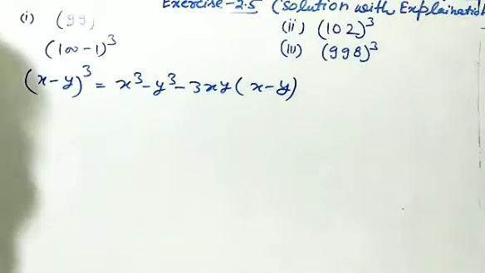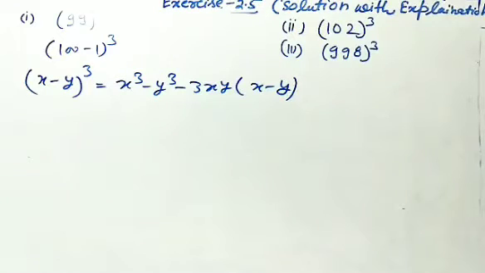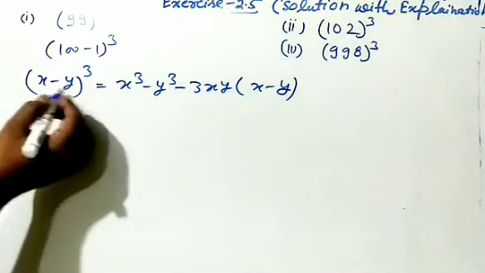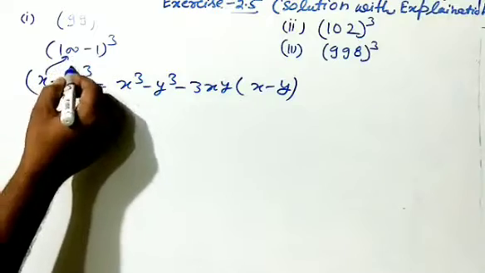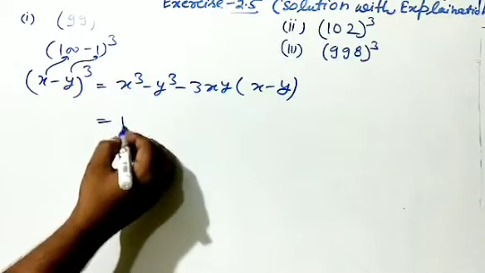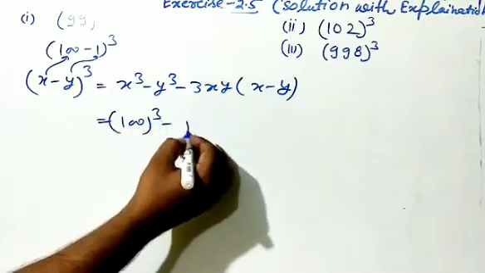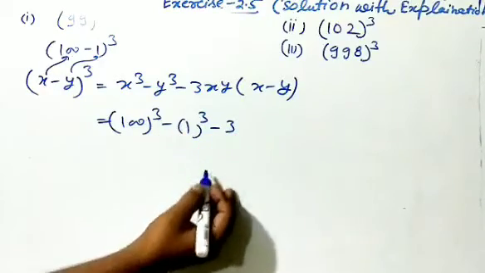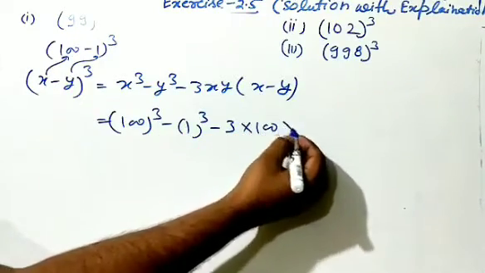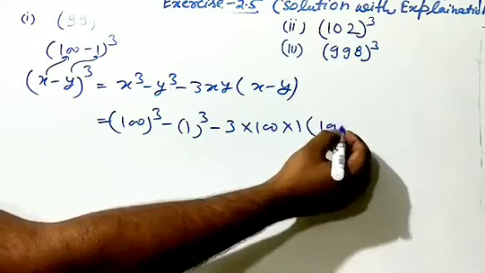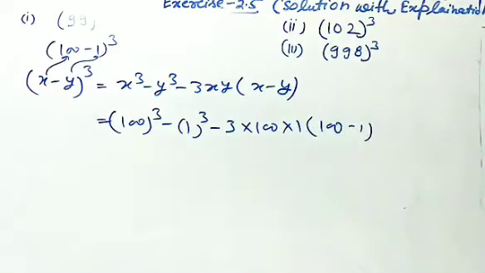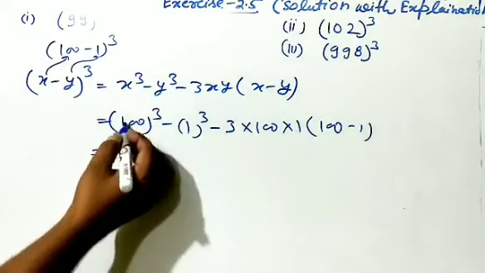Again, I know the identity, but I'm writing it again. This is a habit, you have to follow it. x minus y, x is 100 and y is 1. So 100 whole cube minus 1 whole cube minus 3 multiply 100 multiply 1, bracket 100 minus 1. Now solve it.